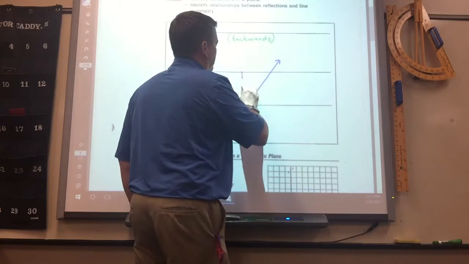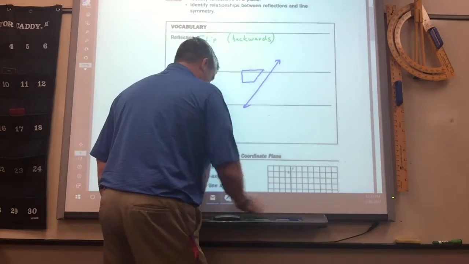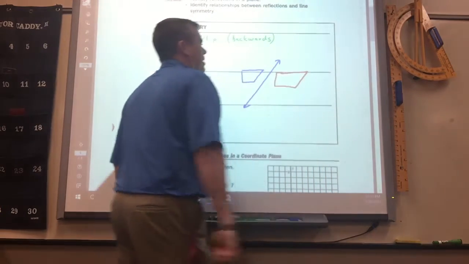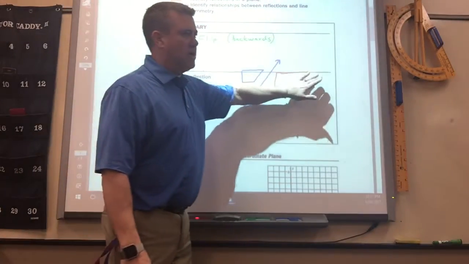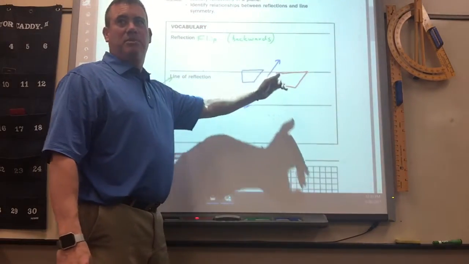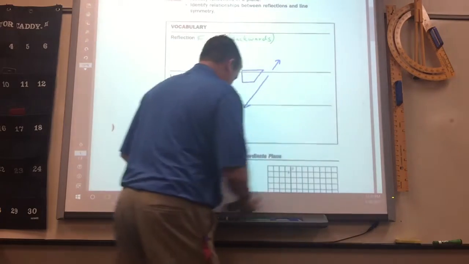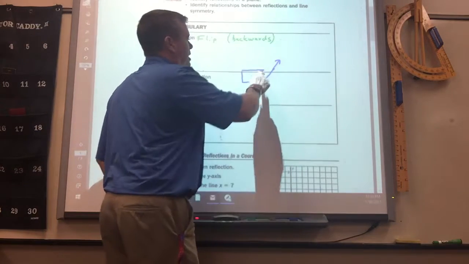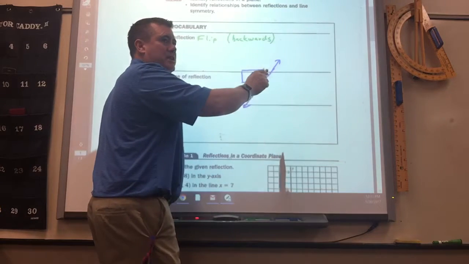If it's something like this, a lot of times people just sketch it and they go like this. That's not a reflection. This would not flip over on top of this, right? The way you do a reflection, if you're sketching it, is every single point is going to reflect straight across that line to the other side.